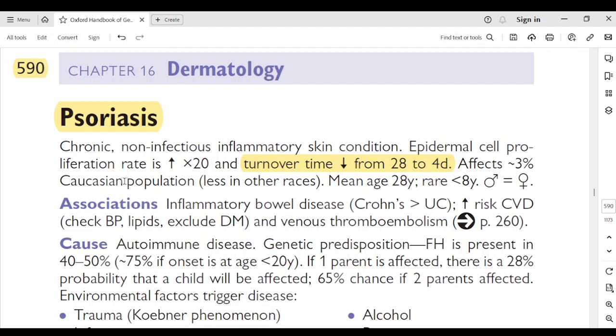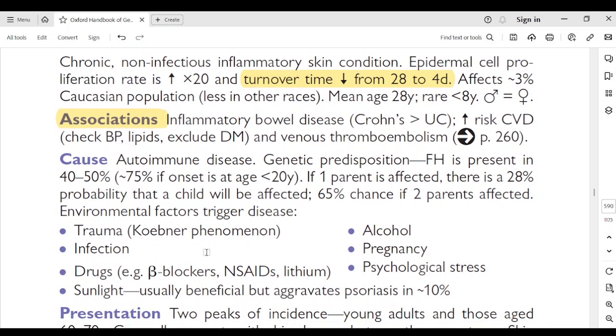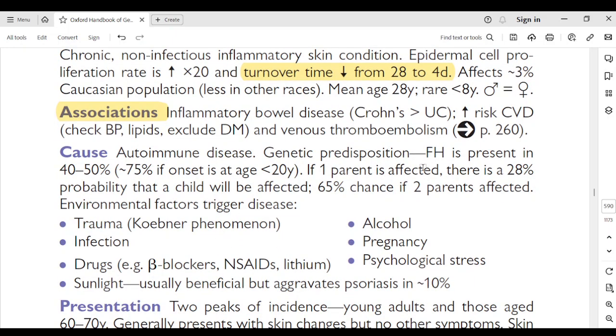It affects 3% of the Caucasian population, less in other races. Mean age is 28 years, rare in those less than 8 years. Male to female ratio is the same. Associated with inflammatory bowel disease, Crohn's more than ulcerative colitis. So it is an extraintestinal manifestation of Crohn's disease. Increased risk of CVD, cerebrovascular disease. Check the blood pressure, lipids and exclude diabetes.